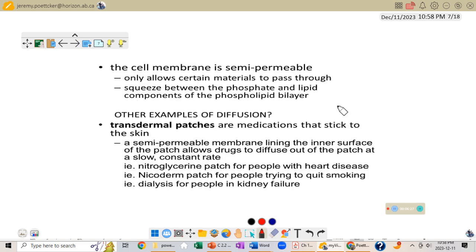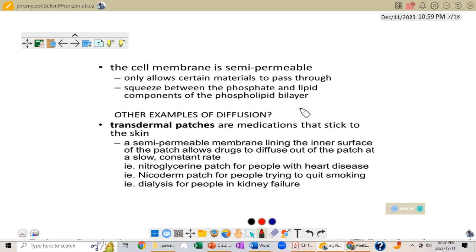The cell membrane itself is semi-permeable. That means it is picky about who gets in. It only allows certain materials to pass through. Anything that can squeeze between the phosphate and lipid components of the phospholipid bilayer can get through. Most things actually can't.